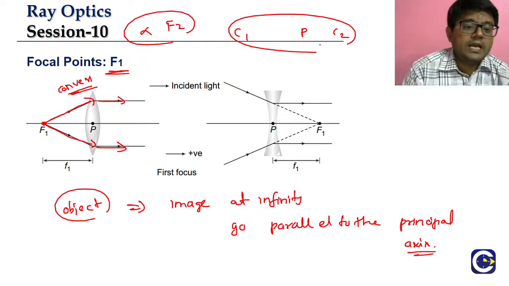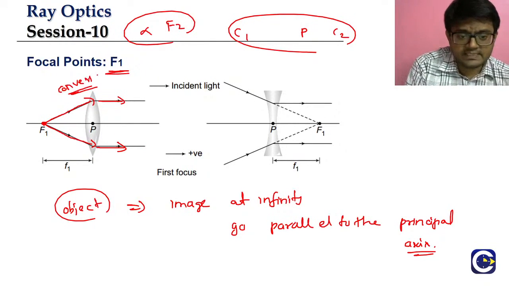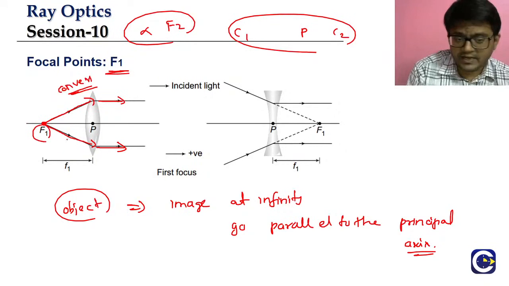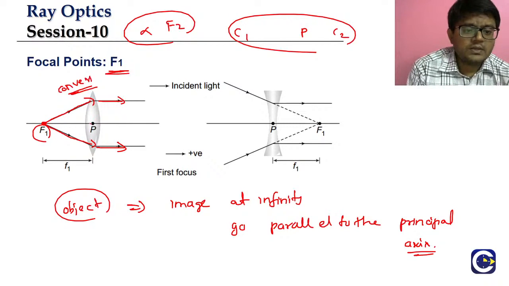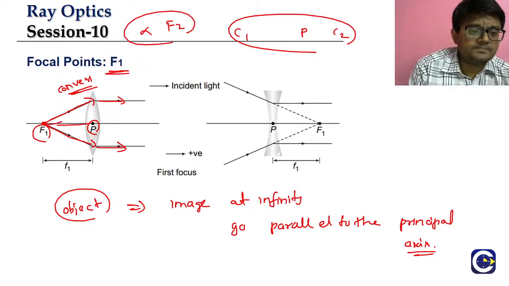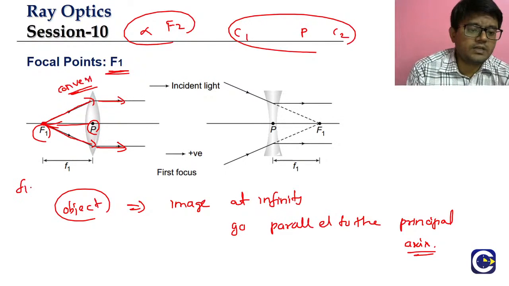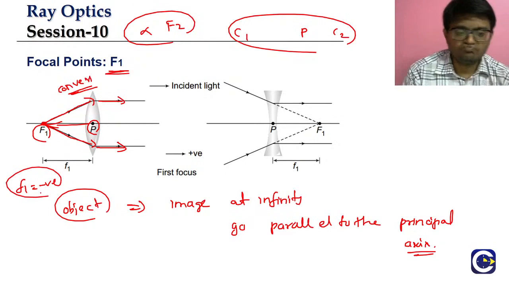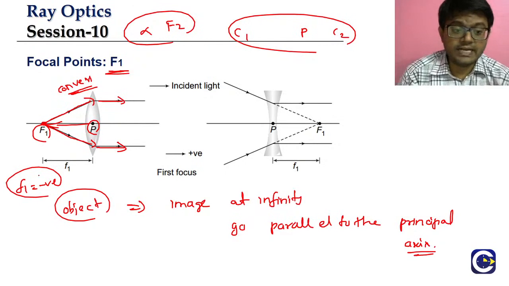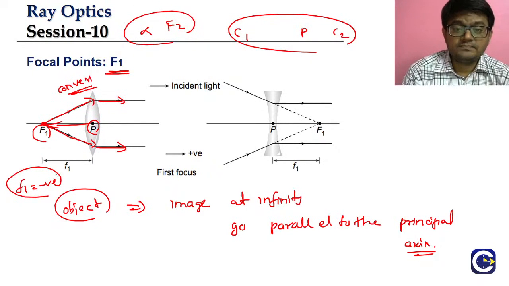Now in the case of the convex lens, if you look at this f1, the distance of f1 from the optical center we will be measuring towards the left side here. So hence, f1 is going to be negative. The value of f1 is negative for the convex lens.